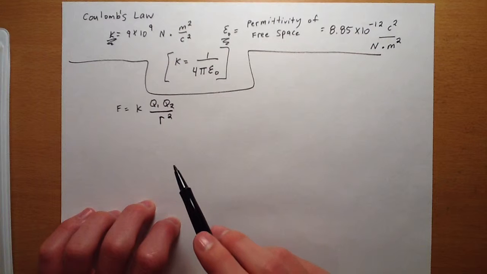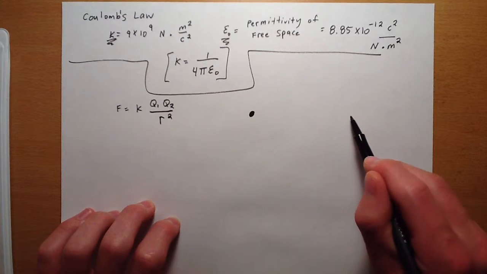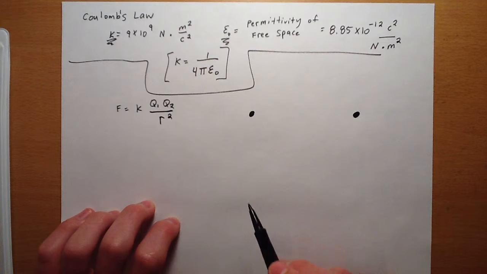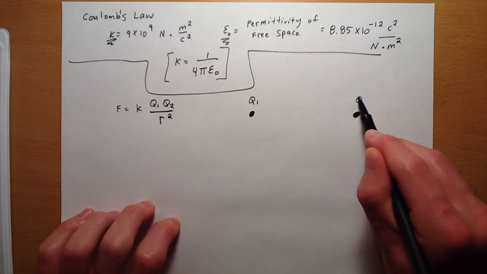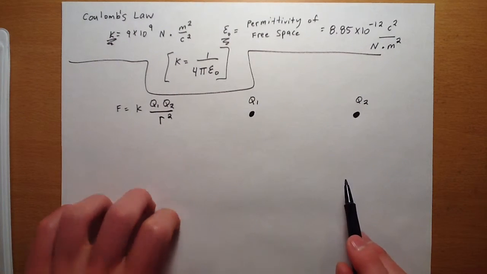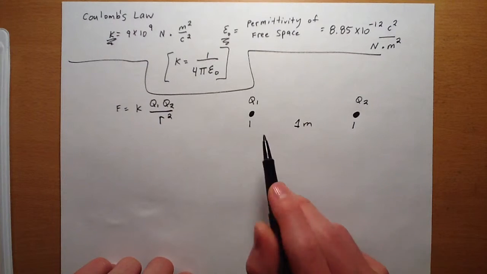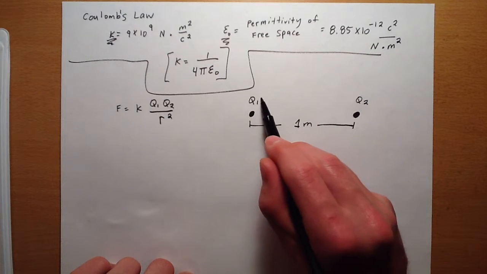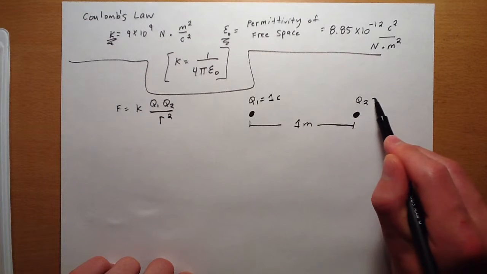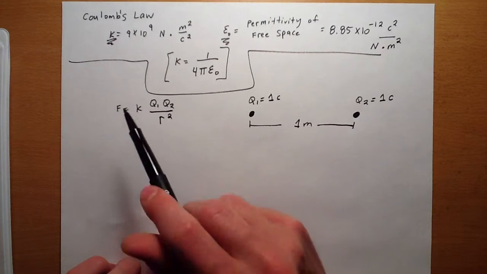So let's explain this in an example. You have two objects, two points. Object 1, which we're going to call Q1, charge 1, and object 2, which we're going to call Q2, charge 2. These two objects are 1 meter apart, and both have charges of 1 Coulomb. Now we have all the required information to apply Coulomb's law.